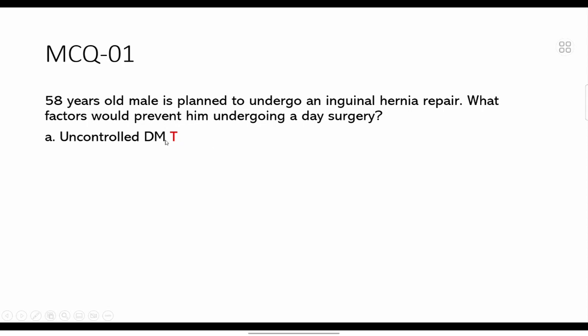Uncontrolled diabetes mellitus. Uncontrolled means they haven't mentioned the exact value. Uncontrolled means I have taken it as HbA1c more than 8.5. So we can't go for the daycare surgery. It should be controlled, less than 8.5. Then we can go for day surgery. Otherwise, we have to admit the patient and do it as an elective routine surgery, not a day surgery.